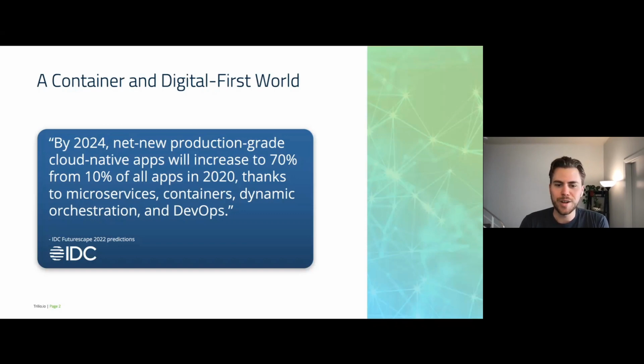I know it's a lot packed into that quote there, but really the gist of this is saying that because of the advantages of microservices and containers and that dynamic orchestration you get from Kubernetes, and because Kubernetes is so often used by DevOps teams specifically, as well as IT and all the other groups out there, they're predicting that these applications are going to grow from just 10% of all apps in this cloud native world up to 70%.